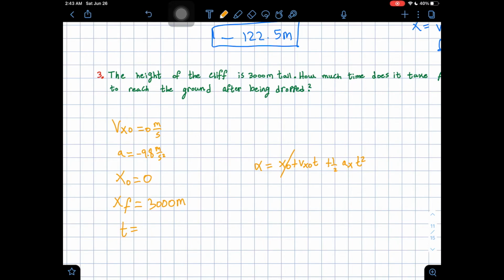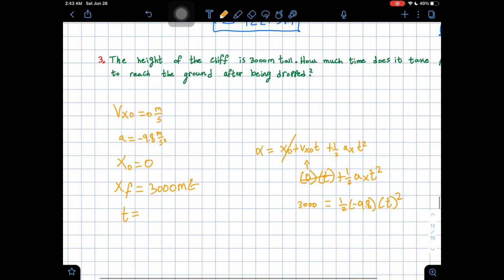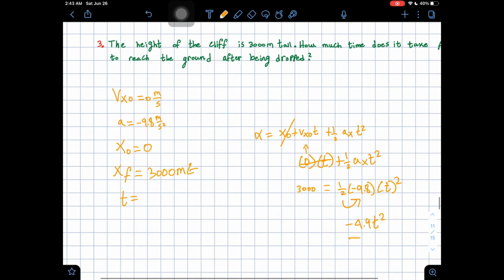Now we know our initial velocity as 0 times time. We don't know t, but we do know that 1/2 a t squared is going to be equal to our final position of 3,000 meters. And that equals 1/2 times our acceleration, which is negative 9.8, times time squared. And we don't know time, so we have time squared. Now we need to multiply this 1/2. So we have negative 4.9 t squared. Divide both sides by negative 4.9. 3,000 divided by negative 4.9.